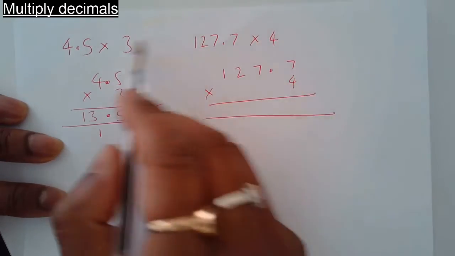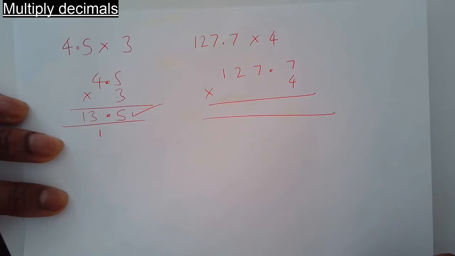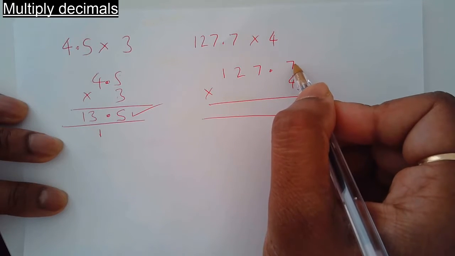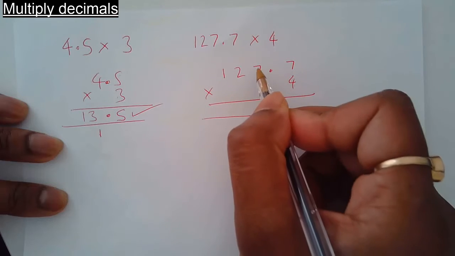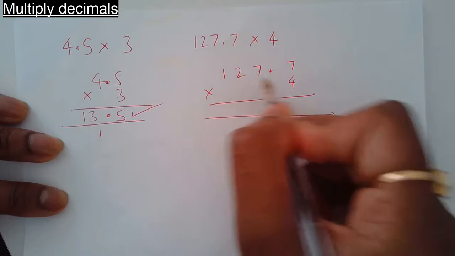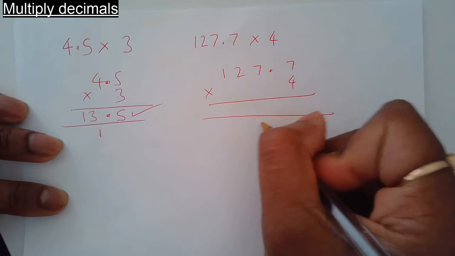Remember, when I'm multiplying by a single digit number, I prefer to use the column method. It's a lot easier. Right, 7 will multiply by the 4, then this 7, and then there's this 2 over there, and then finally this 1 will multiply by the 4. Right, 7 times 4, 28.